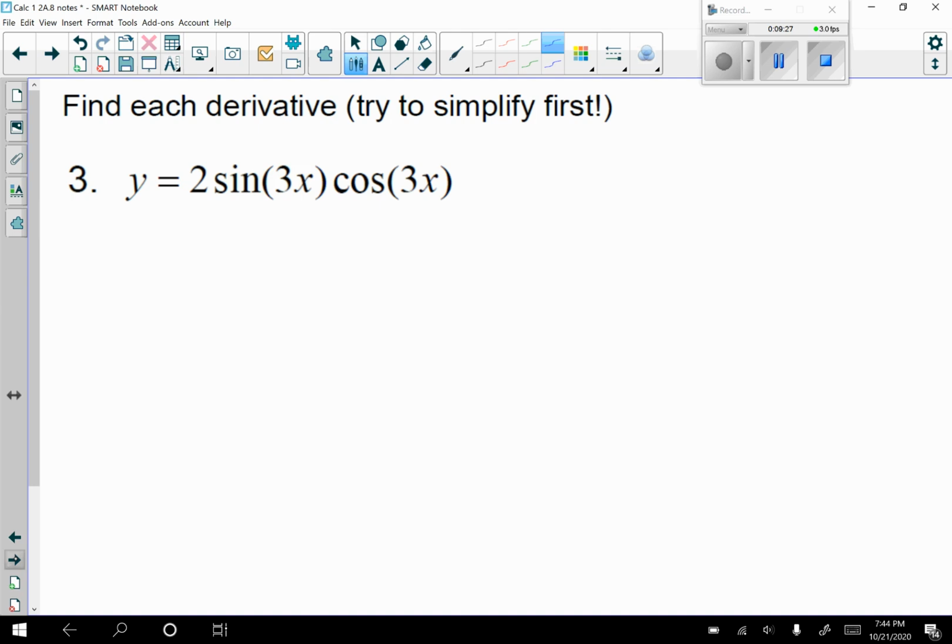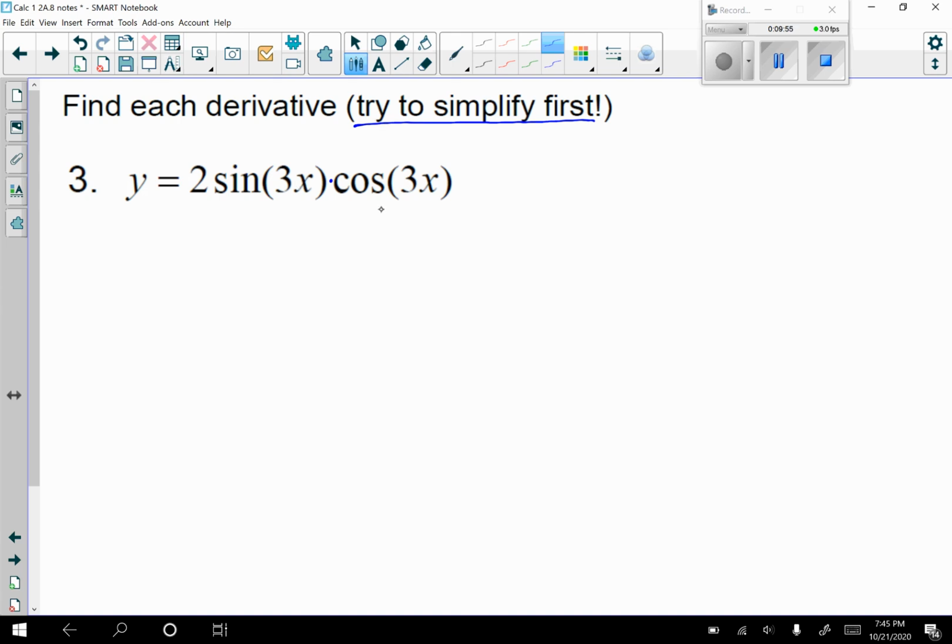Number 3. There are a couple ways to do this one, but on each of these, the directions have said try to simplify first, especially if it looks more complicated. Well, if we didn't simplify this, what I see is a multiplication problem between sine and cosine. So I would have to do a product rule. Inside the sine and cosine, each one has their own angle, so we'd have to do a chain rule with that angle. There's an inside layer.